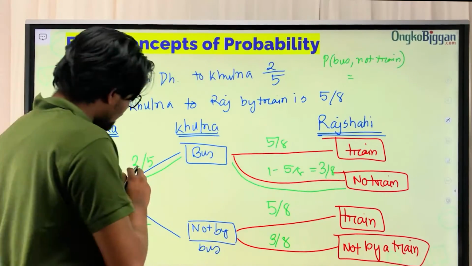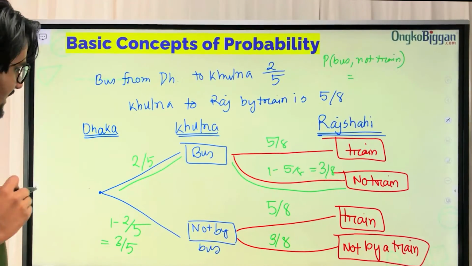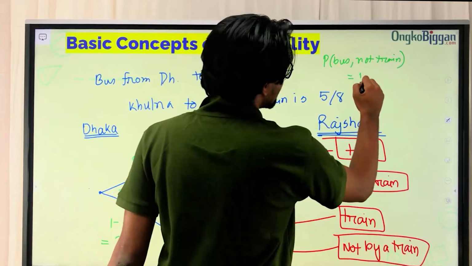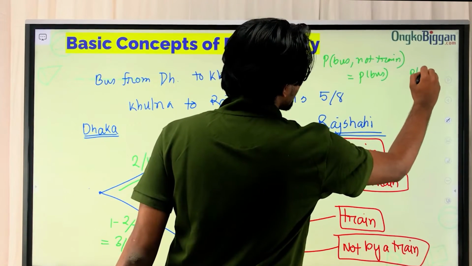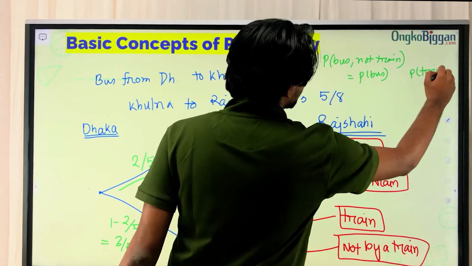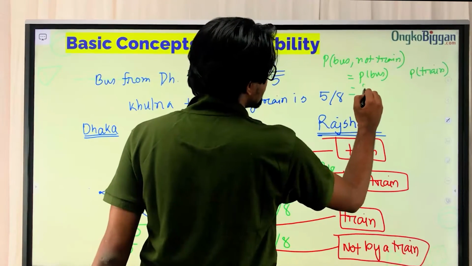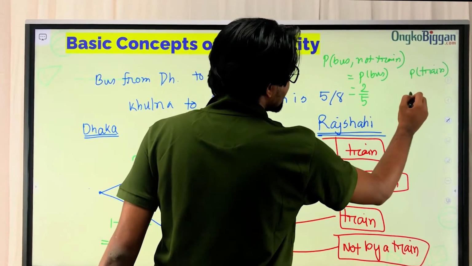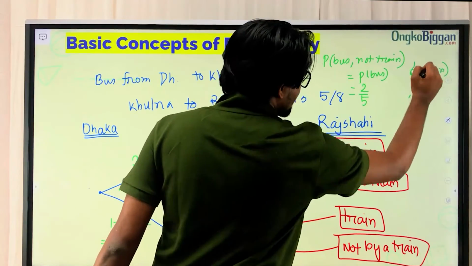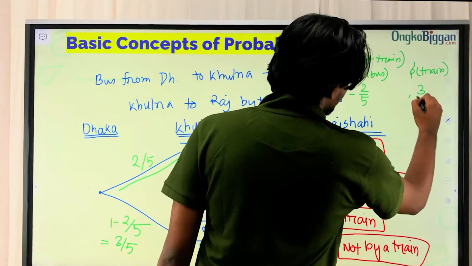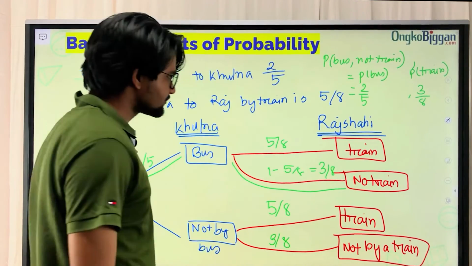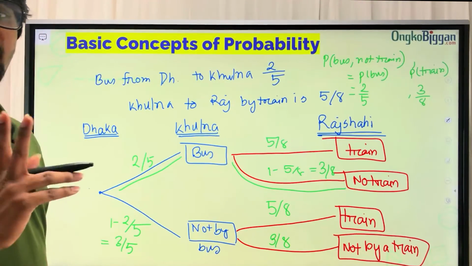So the probability of going to Khulna by bus is 2 by 5. I write P(bus) for your better understanding, and P(train). P(bus) is 2 by 5, and for not train, train prime, P(train') is 3 by 8. Okay, so we got the values of the probabilities.